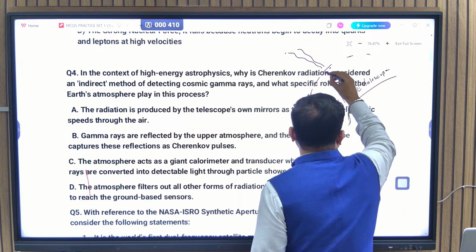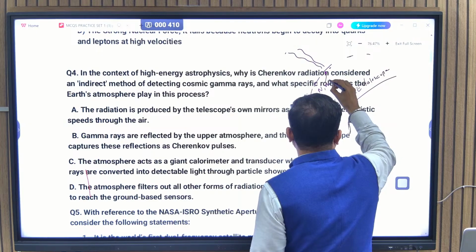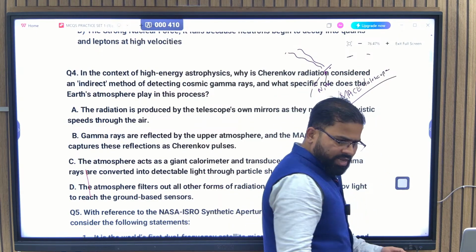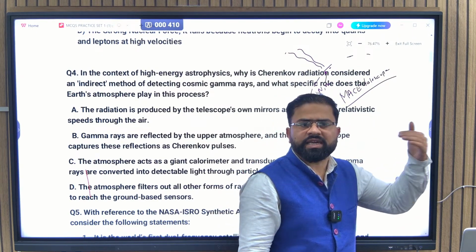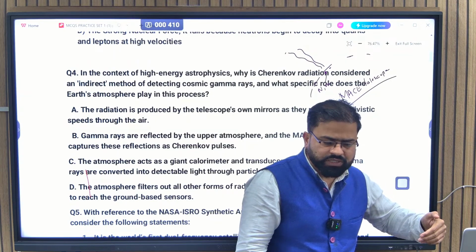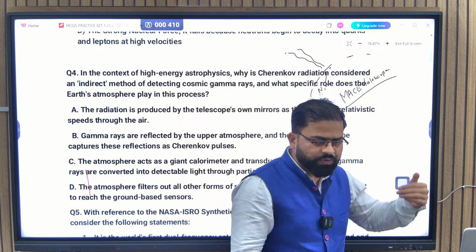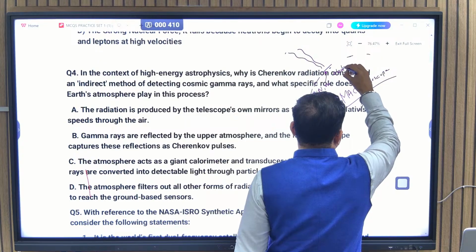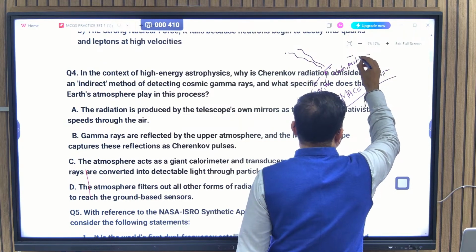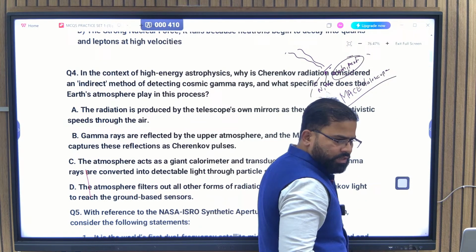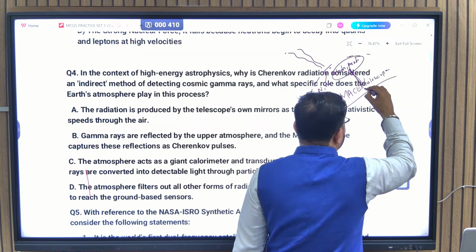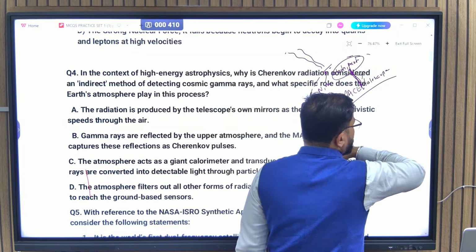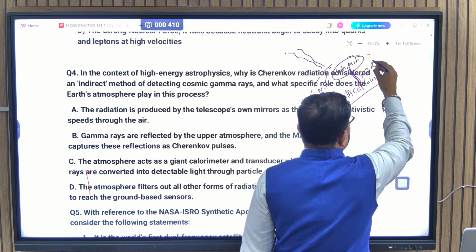Here we have nitrogen and oxygen molecules. Since gamma rays have higher frequency and therefore higher energy, they will strike the nitrogen and the oxygen, and because of that, electrons and protons will get ejected. Now these electrons and protons will be moving with a speed greater than the speed of light in the medium, and this is called Cherenkov radiation.